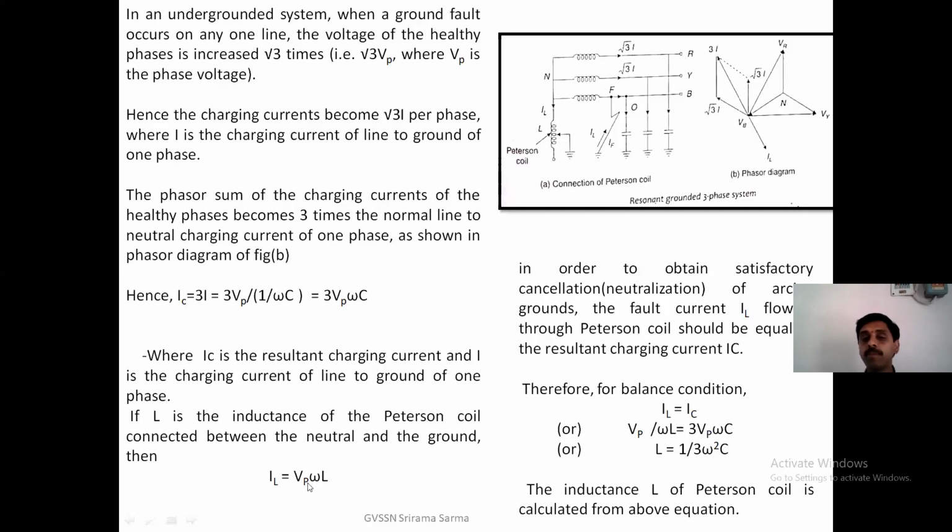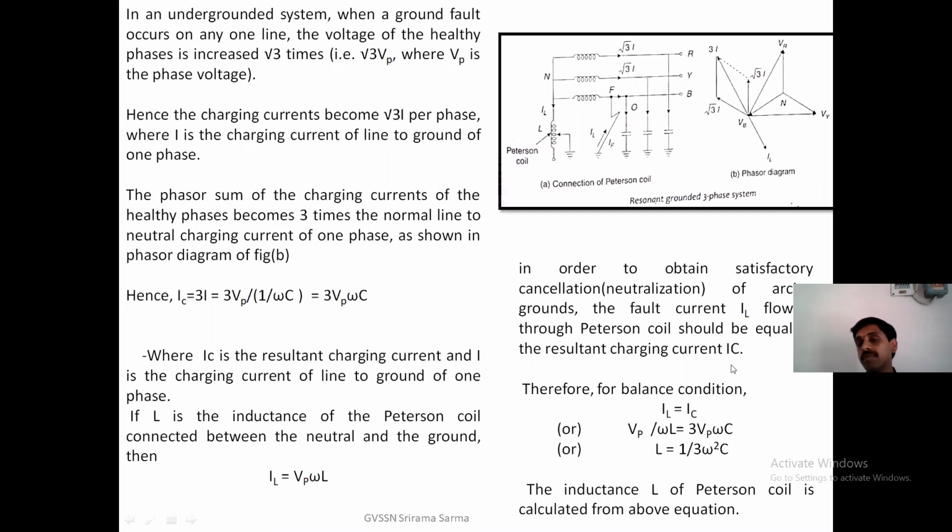IL is Vp into, that is XL, that means omega L. So therefore, if you equate these two currents, then what happens? Here it becomes Vp by omega L; it is not Vp into omega. Therefore, in order to obtain the satisfactory cancellation of the arcing grounds, the fault current IL flowing through the Peterson coil should be equal to the resultant charging current.